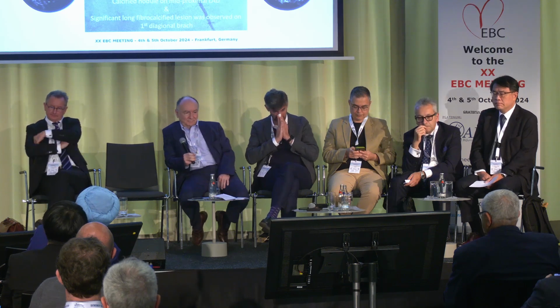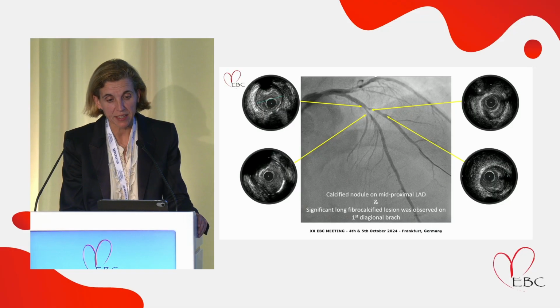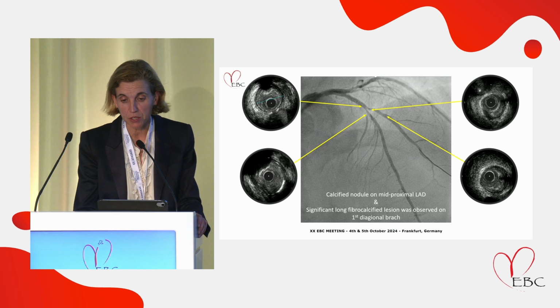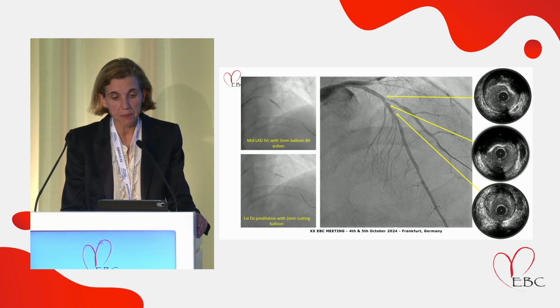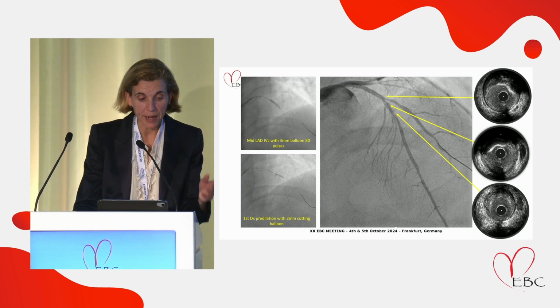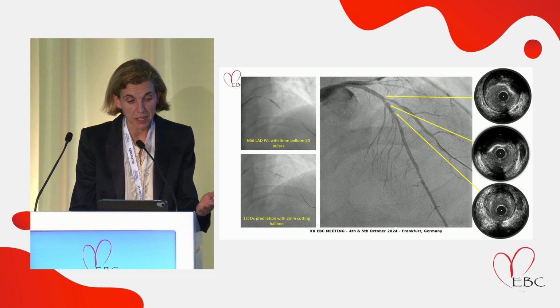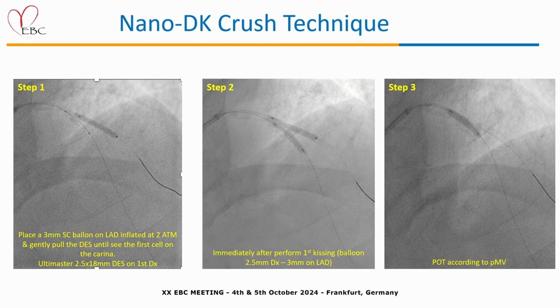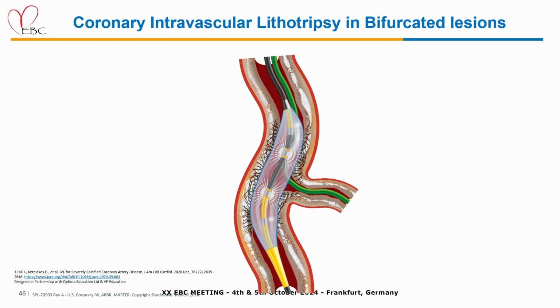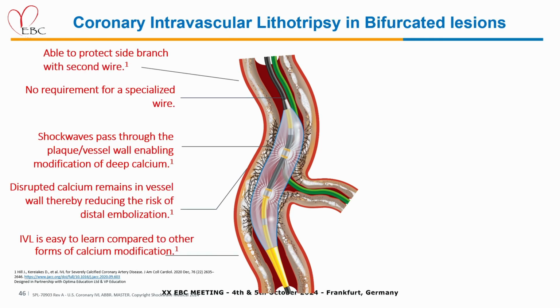Okay, you can see this. You can see by IVUS that at the level just behind the bifurcation was the calcified nodule, and at the level of the diagonal branch was a non-calcified lesion. So we decided to use IBL 3 millimeters in the calcified nodule, and the operator decided to delay the diagonal branch. In my opinion, it was not necessary, but that was the strategy. And then because of that, they used this nano-decay crush technique that is really interesting, but maybe in that case was not necessary.